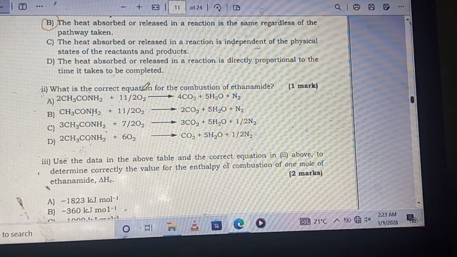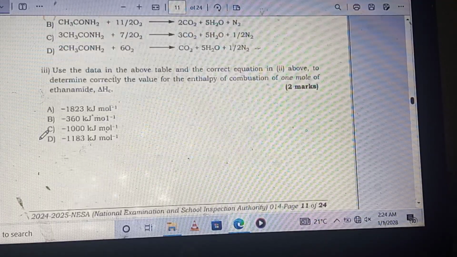II. What is the correct equation for the combustion of ethanamide? The correct answer is letter A. Ethanamide reacts with oxygen to form carbon dioxide, water and nitrogen.